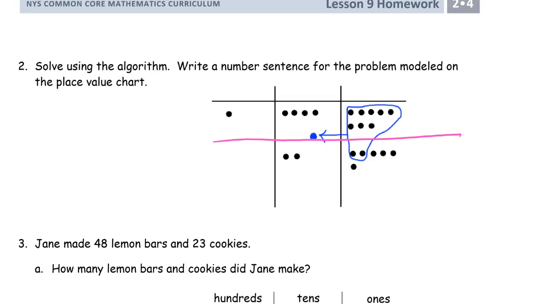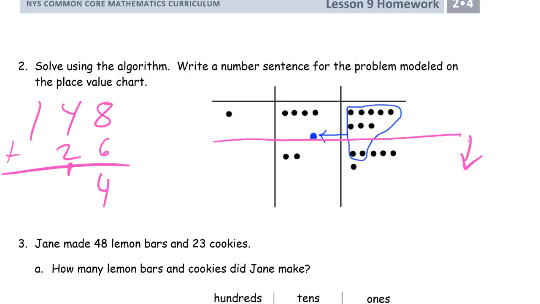So the first addend had 100 and 4 tens and 5, 6, 7, 8 ones. And our addend below the line is going to be 2 tens and 6 ones. 8 and 6 is 14, so that's a 4 and a 10. And then we add our 10s. 4 and 2 is 6, one more is 7, and that's 174. So the number sentence is going to be 148 plus 26 equals 174.